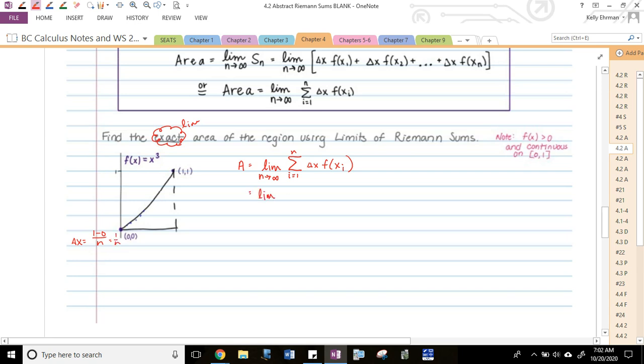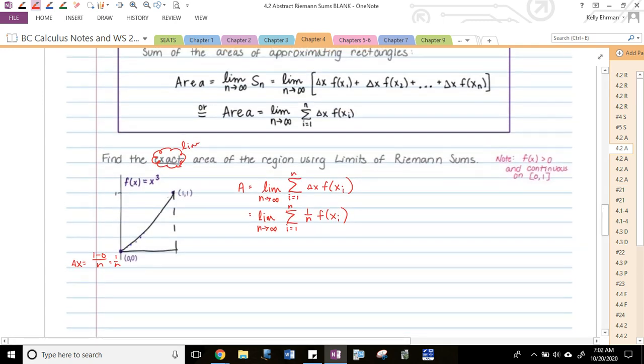Okay, so limit as n approaches infinity of the sum from i equals 1 to n of 1 over n f of x sub i. Now, how do I write this f of x sub i? In the previous problem, I was told x sub i is going to start on the right side of the interval. Well, here it could be anywhere. So we have to figure out what f of x sub i is. X sub i could be anywhere. It could be right here. That could be where I decide to put a point on the graph.